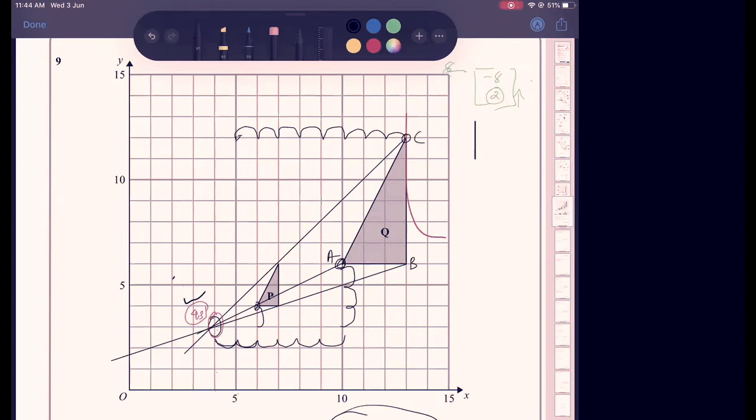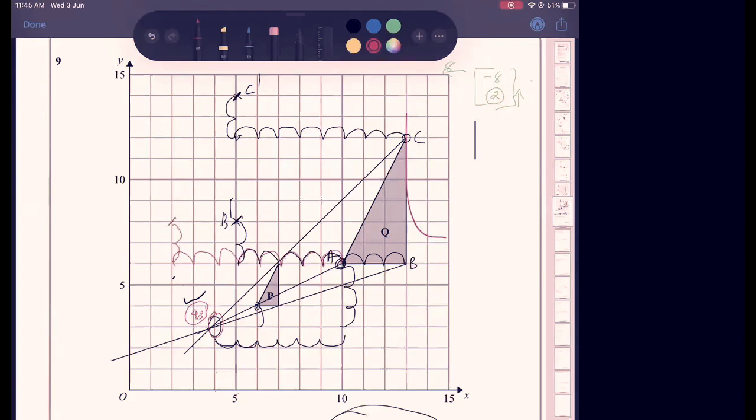So this is our new point. We'll let that point be C dash. And what about B? 1, 2, 3, 4, 5, 6, 7, 8. And that is also going up 2 units, 1, 2. And this is our point B dash. Now, what happens to this A? 1, 2, 3, 4, 5, 6, 7, 8. 1, 2. So this is our A dash.